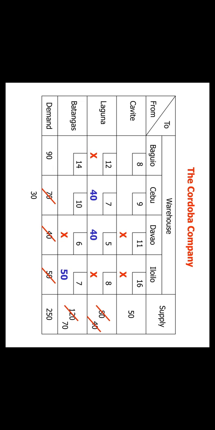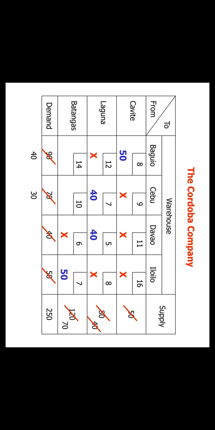From the remaining cells, our least cost cell is now the one with a cost of 8. How many units can we now allocate to that cell? It's now a choice between the supply of Cavite, which is 50, and the demand of Baguio, which is 90. And the lower between the two values is our 50. With that, we have depleted the total supply of Cavite, so we now eliminate the remaining cell in that row. After which, we reduce the demand of Baguio by 50. So from 90, it goes down to 40.